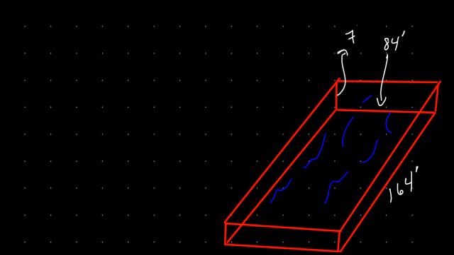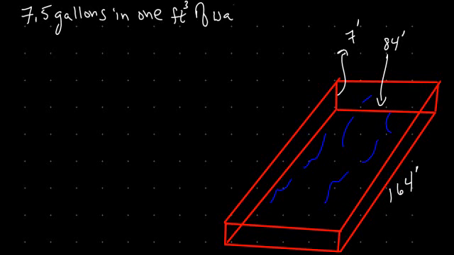We're also given that there are 7.5 gallons in 1 cubic foot of water. So the question is, I want to figure out how many gallons of water are in this tank. I need to figure out how many cubic feet are in it, and then we'll multiply by 7.5 to figure out the number of gallons.